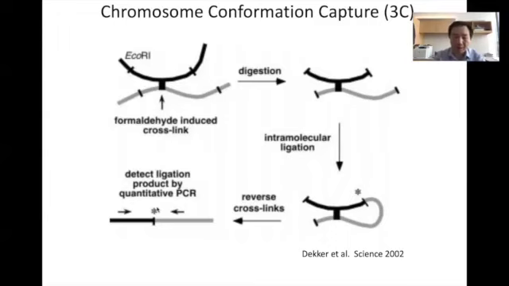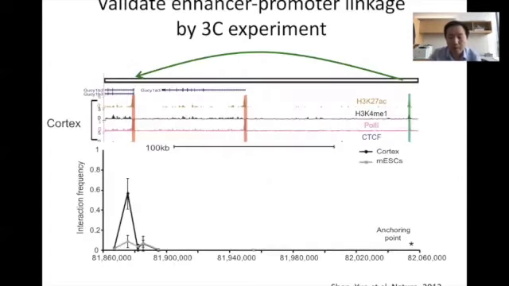Right? So 3C resolution, as you can tell, because you design primers to do qPCR, is really base pair resolution, right? It gives you high resolution results. But again, the potential limitation is that you need to know the region you are testing, right? But sometimes you do. In this paper, Nature 2012, back then I was a postdoc in Bing's group.